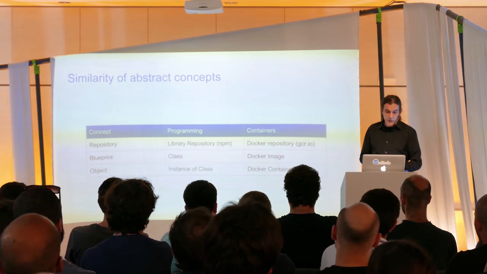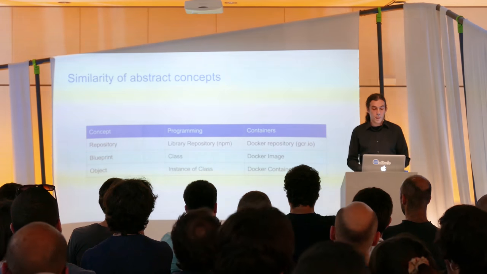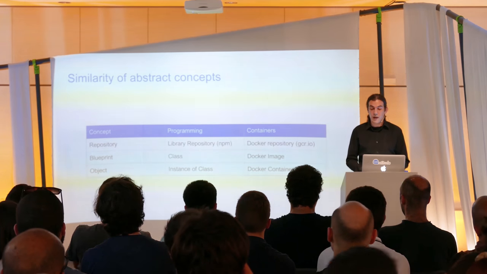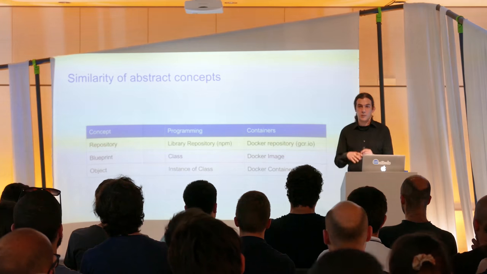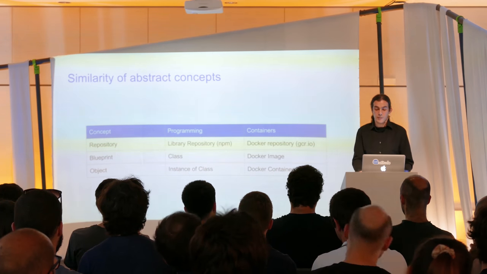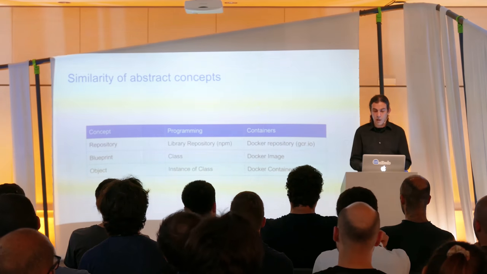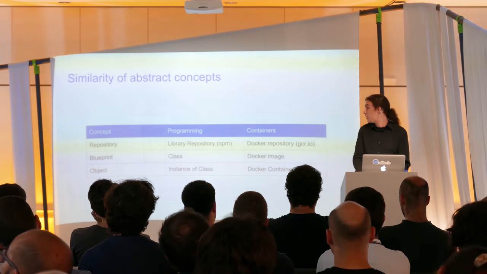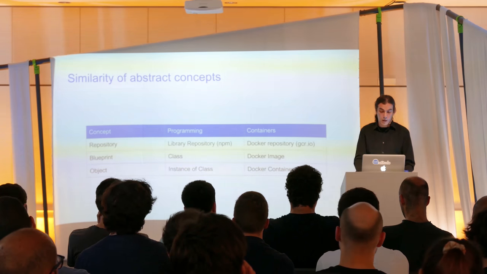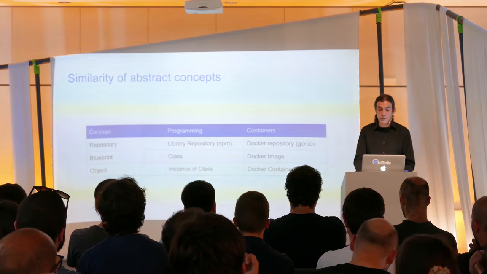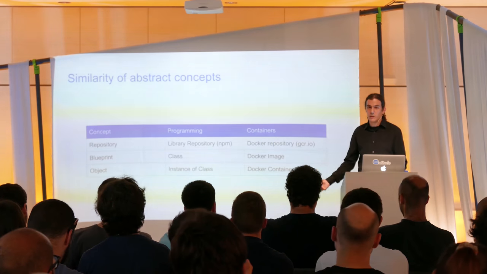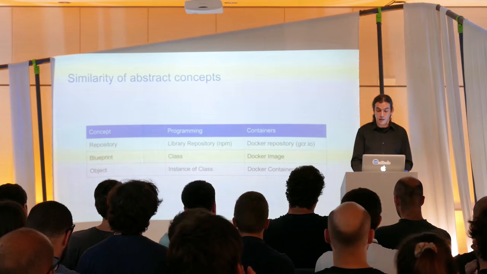So there's a bit of a similarity in abstract concepts. We have the concept of a library or a repository in programming, the same way we have a repository for Docker. It's just a place where you store the definition of your containers. There's the concept of a blueprint in programming. We can call it a class. It's just a model of how you make a certain object. In Docker, this is called a Docker image. It's what you basically produce with the code you store in the repository. You have objects, or in programming, instances of a class, which in Docker terms would be the container, the actual container that you build from that image that you store in this repository.